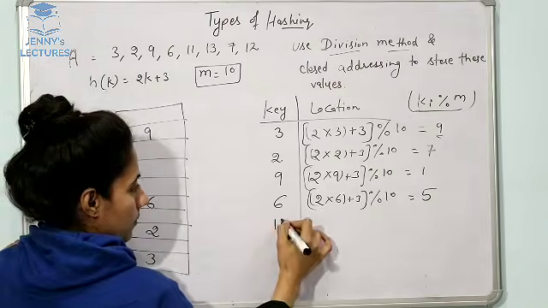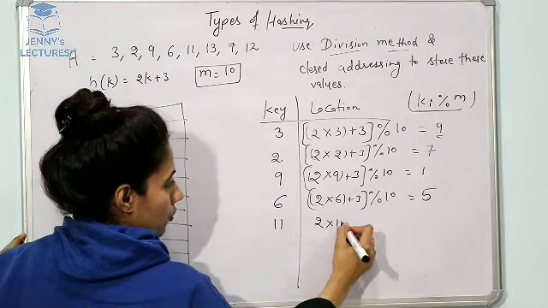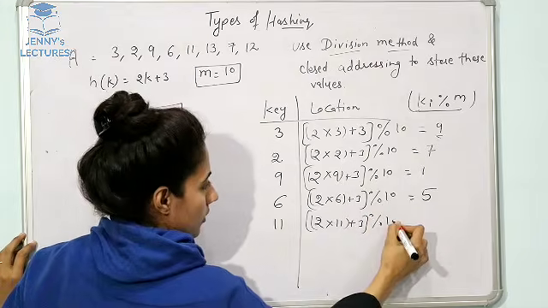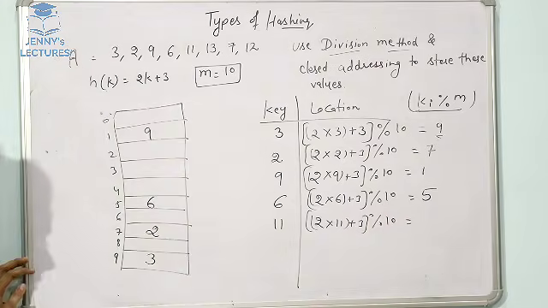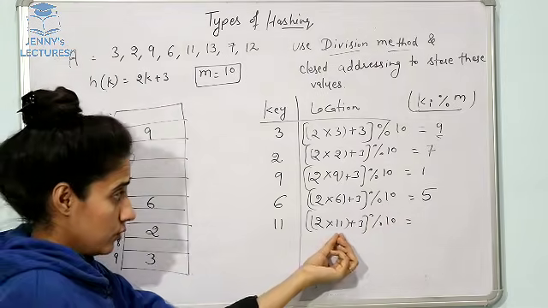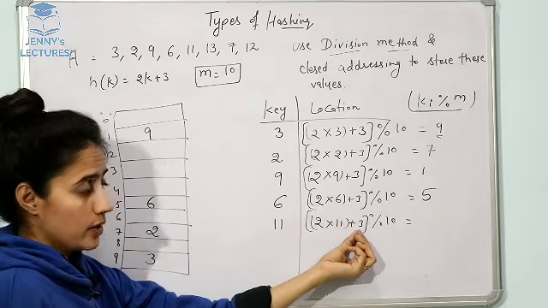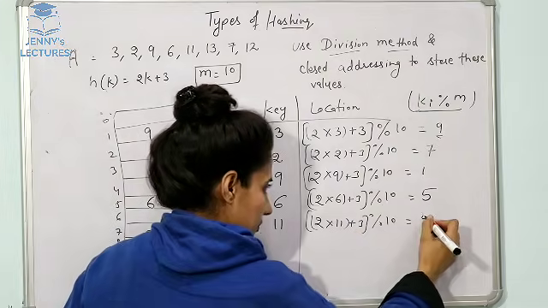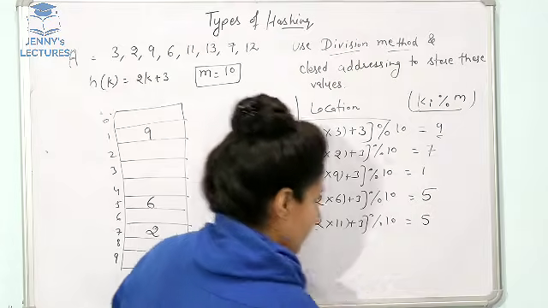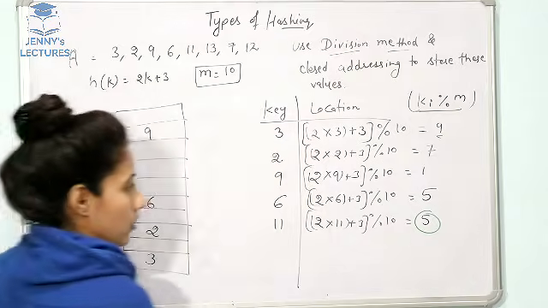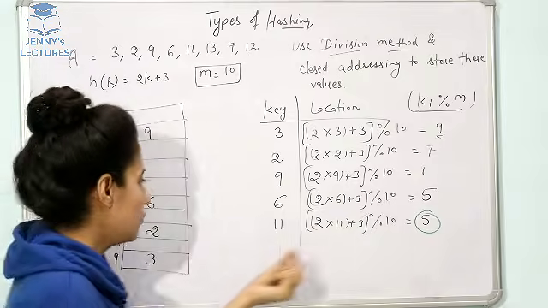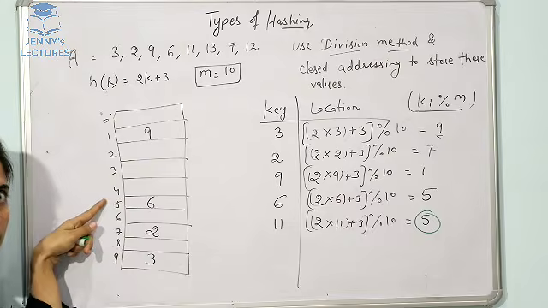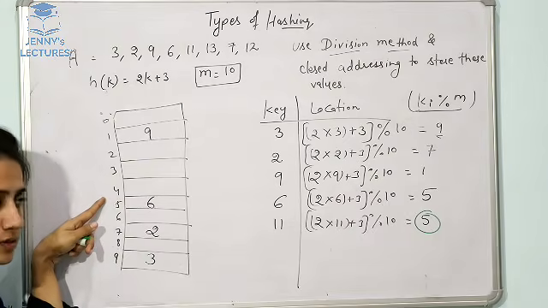Now for 11, 2 into 11 plus 3 mod 10. See, 11 into 2 is 22, 22 plus 3 is 25, 25 mod 10 is 5. Now check. What is the position to store this 11? It is 5. Go to 5. But here we already have this 6. This is the case of collision.